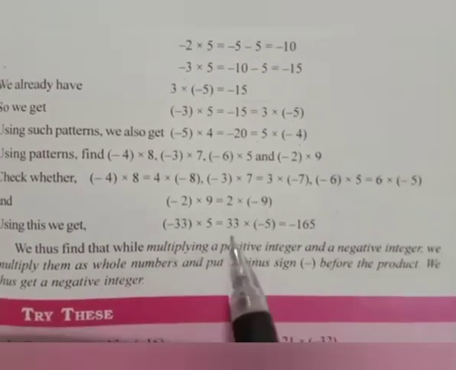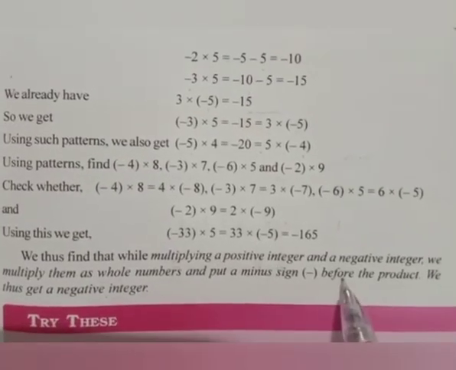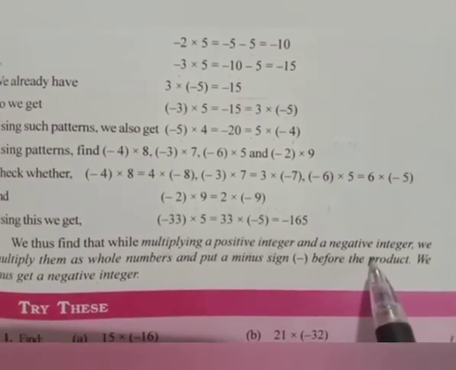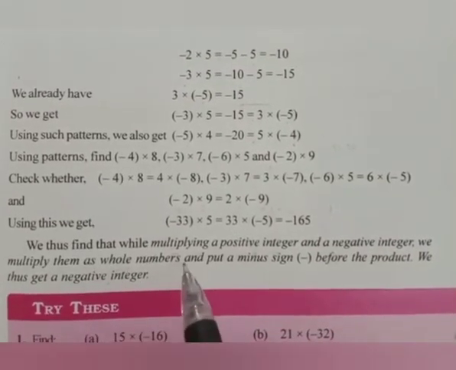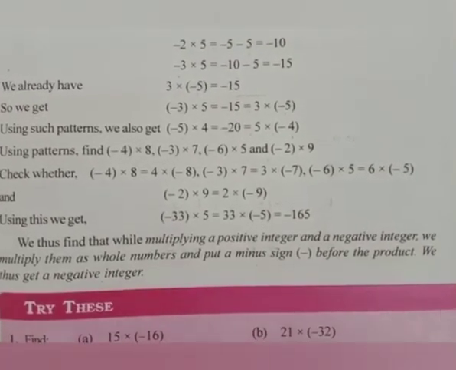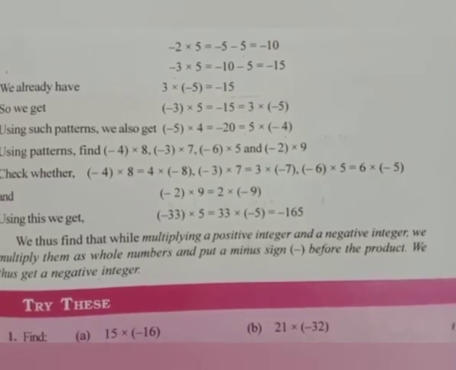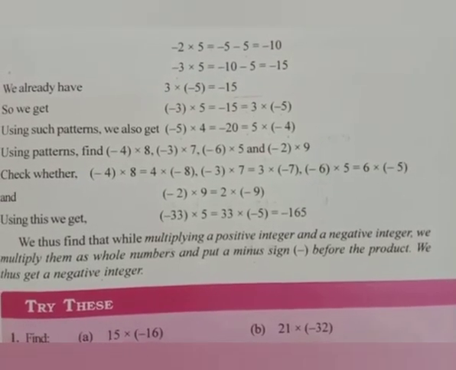So we can say that when multiplying a positive integer and a negative integer, we multiply them as whole numbers and put a minus sign before the product. We thus get a negative integer.